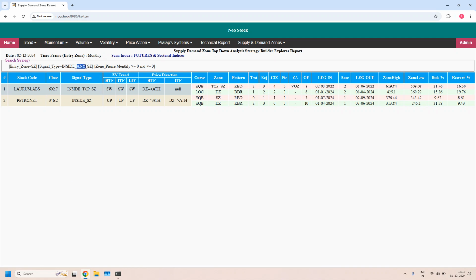Any means any kind of high liquidity zone, any kind of zone. It could be a high liquidity zone or a normal zone. It won't categorize based on high liquidity or normal zones or even pierced zones, but we filtered the pierced zones using this condition.